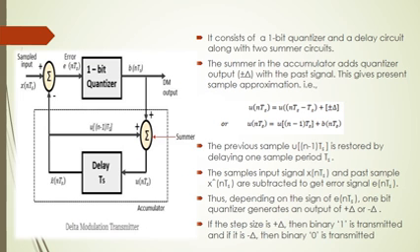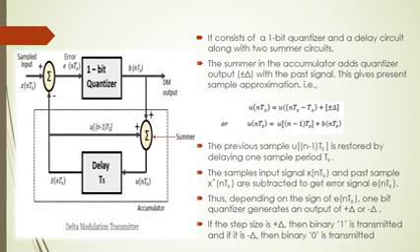Circuit explanation. The delta modulation transmitter consists of a 1-bit quantizer and a delay circuit along with two summer circuits. The summer in the accumulator adds the quantized output, which may be positive or negative, with the previous sample approximation. This gives the present sample approximation. The previous sample approximation u(n-1)Ts is restored by the delay circuit of one sample period Ts.